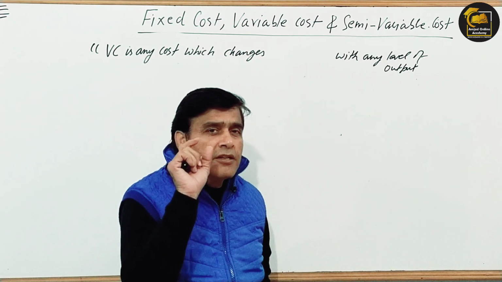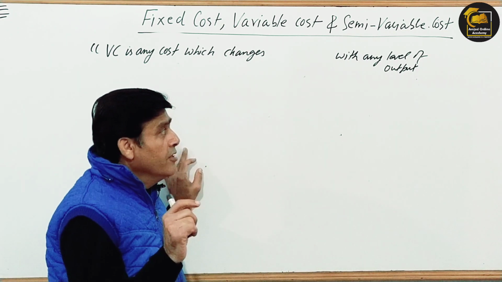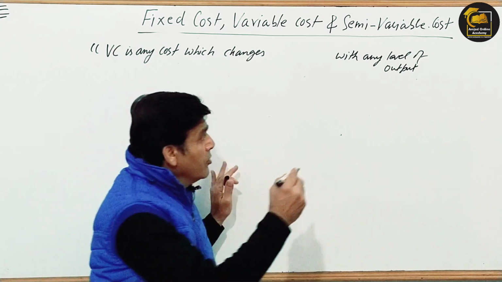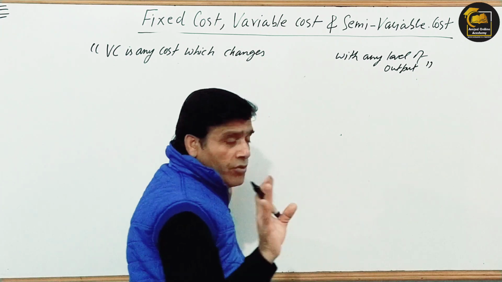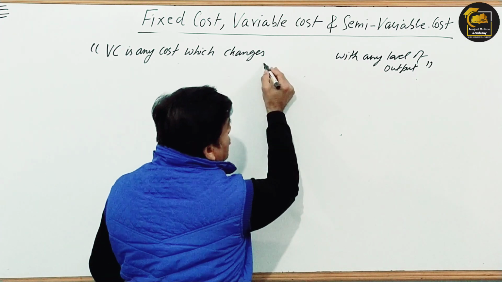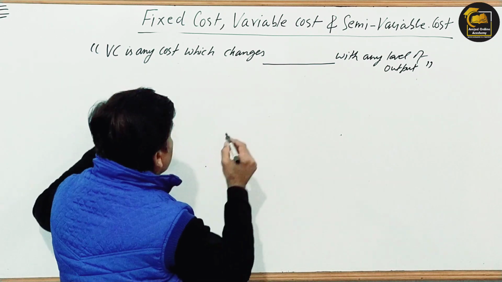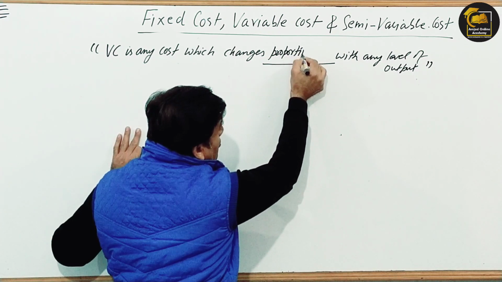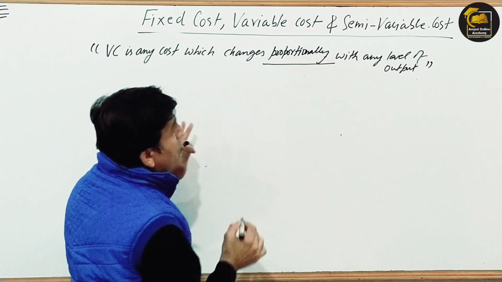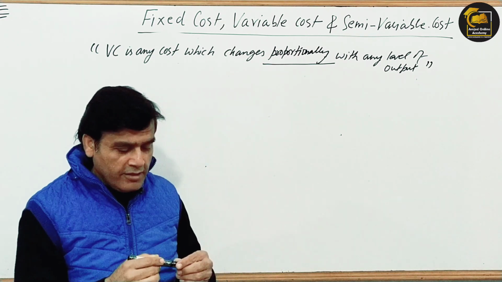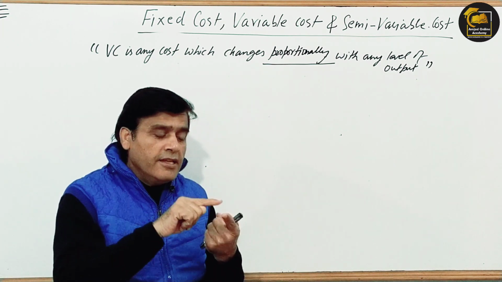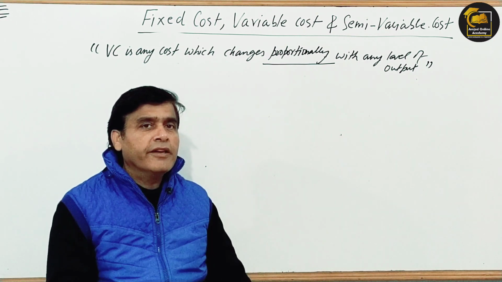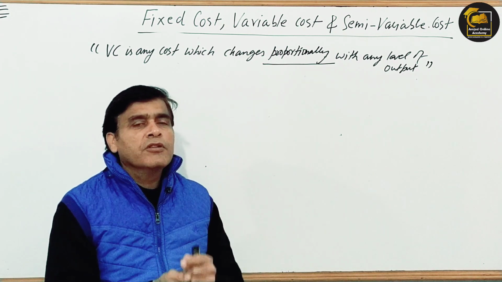Still there is a little lag in this definition. It is not the complete definition of the variable cost. Who can guess what will come here? Actually, the complete definition is complete when we use the word proportionally. The cost which changes proportionally. Keep this in mind: proportionally means here, as the level of output increases, in the same proportion the variable cost will increase. As the level of output decreases, in the same proportion the variable cost will decrease.